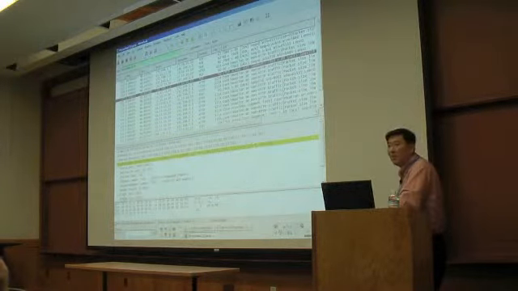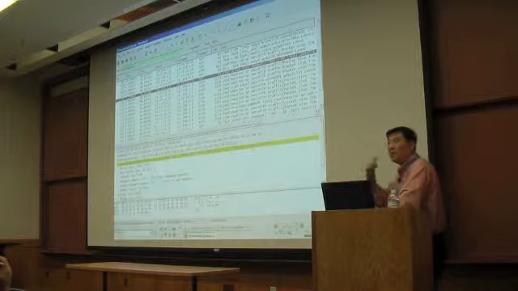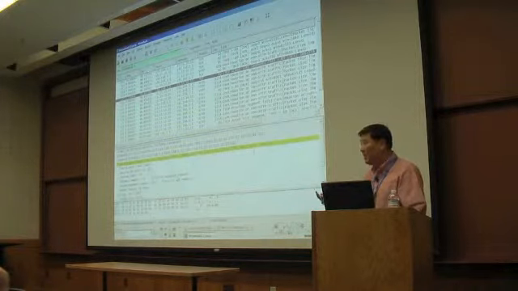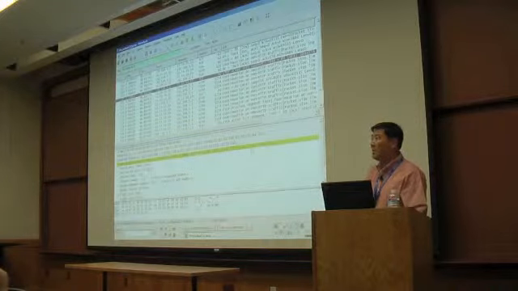Keep open trace files and look at them. And always think, don't just look. Always think about what it means, because if you know what it means, you can derive a lot more information from packet traces.